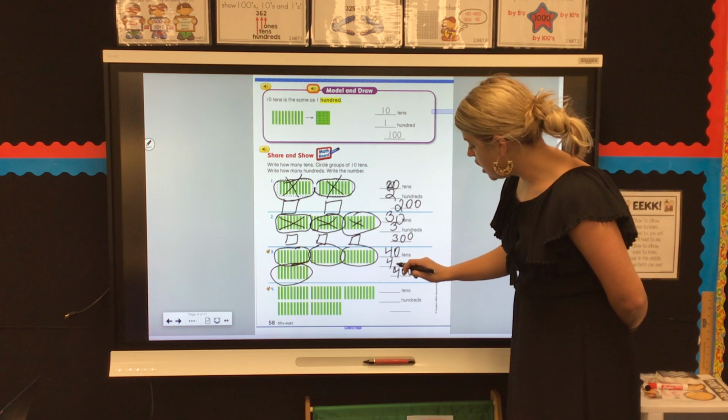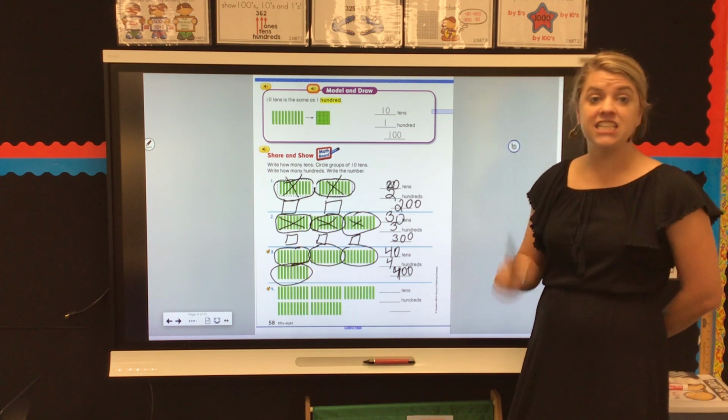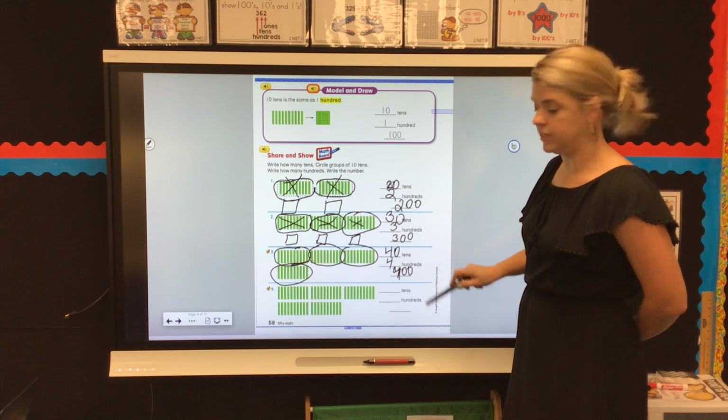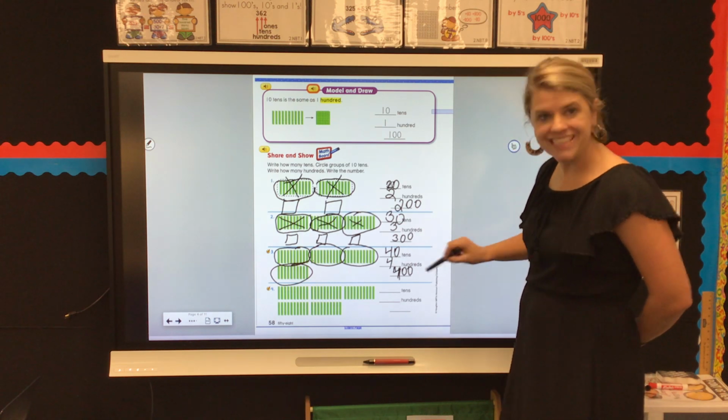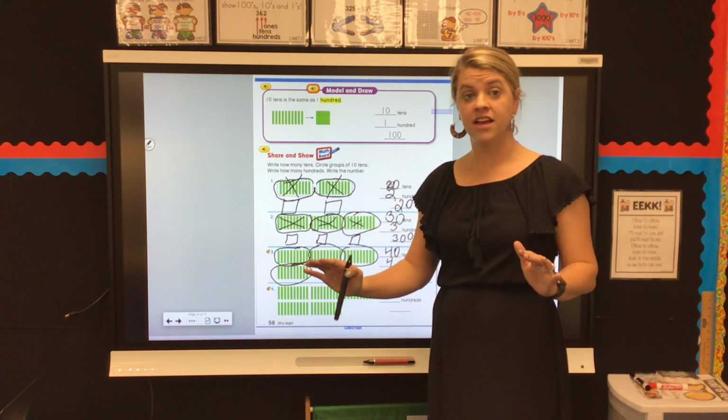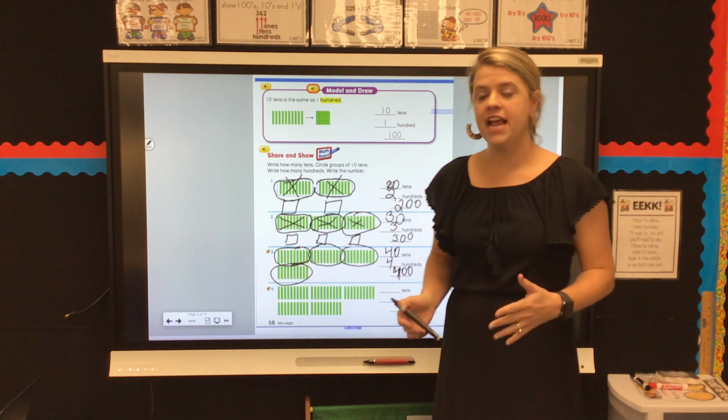400. So all 3 of these things mean the same thing. 40 10s is equal to 400. 400 flats is equal to 400. They're the same thing, it just looks different.